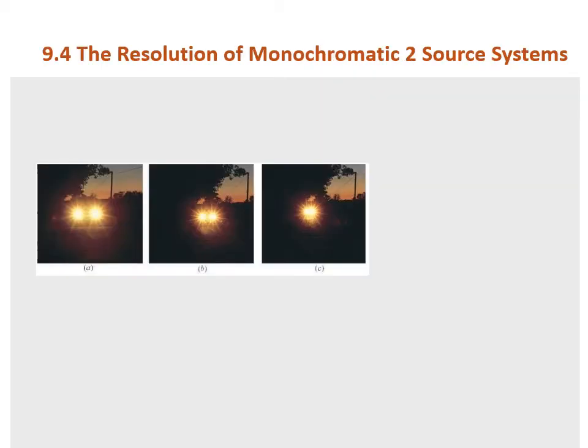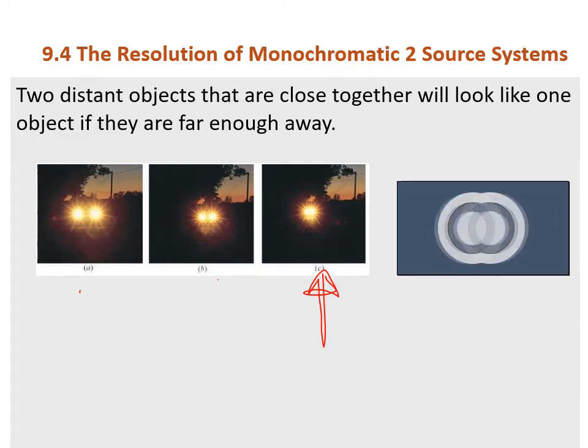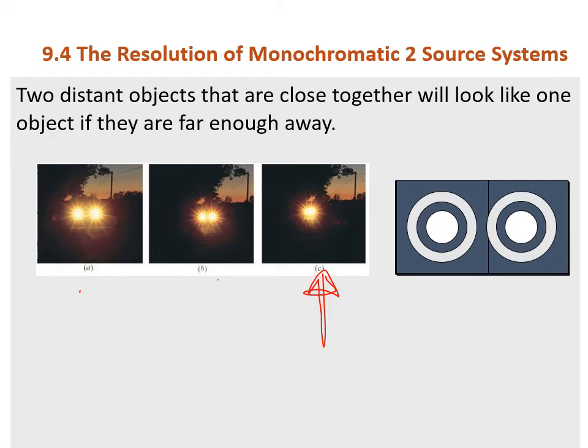If you've ever taken a long drive out through a stretch of desert, you may have seen something like this. Headlights from far away on oncoming cars will look like one. As the car gets closer and closer to you, you will see that there are in fact two distinct headlights. So two distant objects that are close together will look like one object if they are far enough away. This animation shows that phenomenon quite clearly.